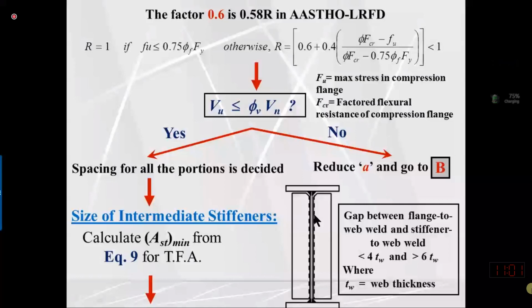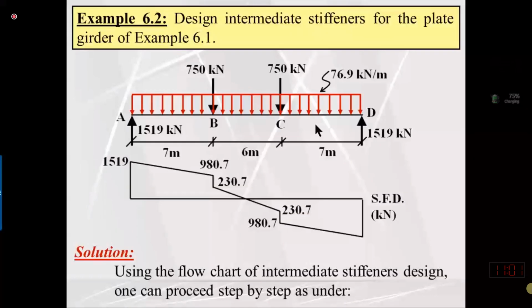So I will stop here. Next time we will start example number 6.2, and we will carry out the design of the intermediate stiffener, where we want to select the spacing and the cross-sectional area of the stiffener.